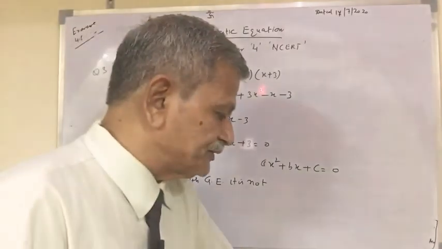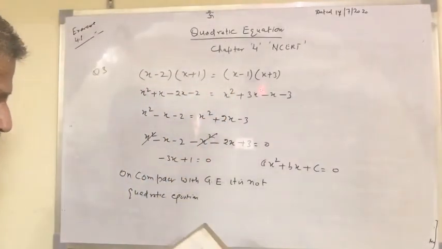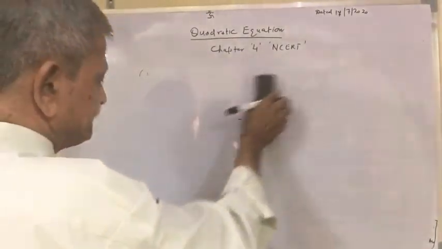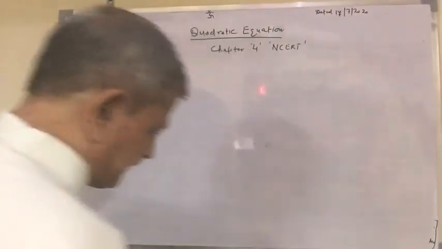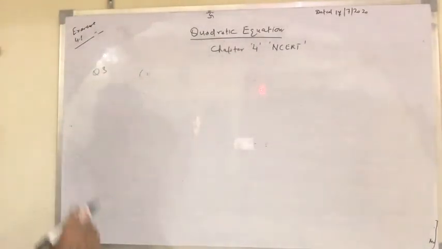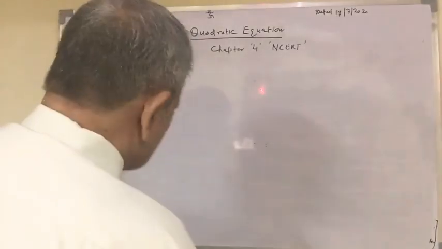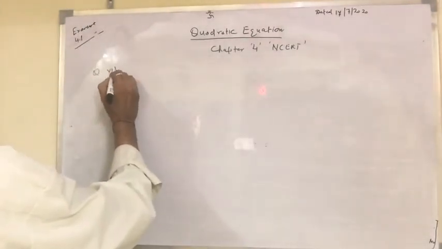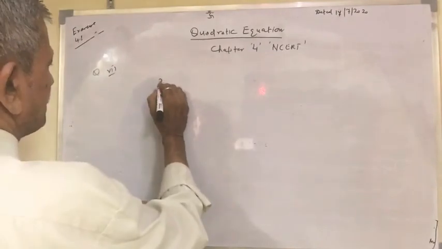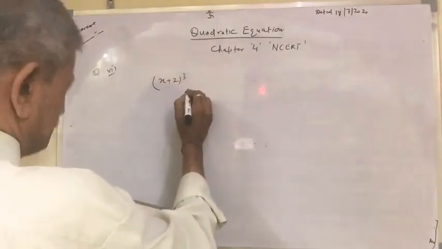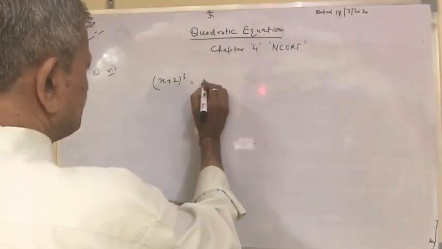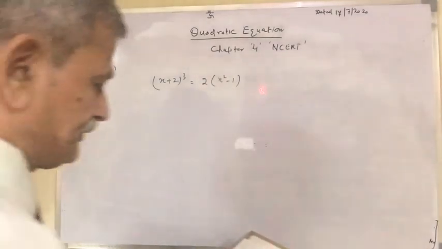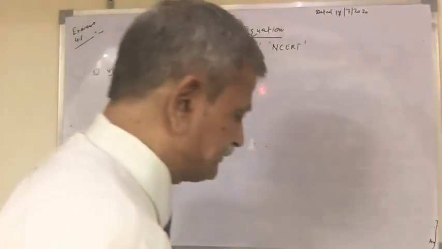Now we have one more question, which is a little bit different. That is question number 7, I think. So I'll take this part of 7th. The 7th part is (x plus 2) cube is equal to 2 into (x square minus 1). Now this is question 7, first part.